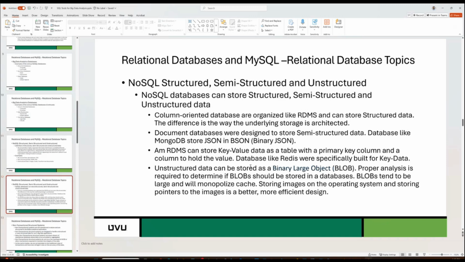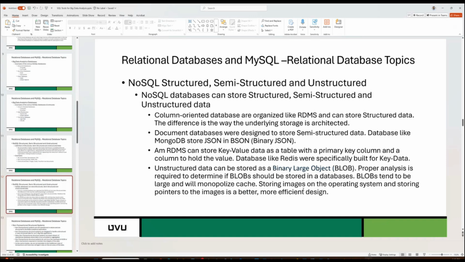Can NoSQL databases store these? Yes, columnar databases can store like an RDBMS. I talked about that a little bit. Document databases can store semi-structured data. As a matter of fact, Mongo does that. Relational databases can also do key value. I read an interesting white paper where somebody basically created a table with a key and a value. So two columns, one a primary key and one a value, like we would a code table. And he compared it to many of the key value databases and found that they are pretty performant. It's not just NoSQL that can be fast.